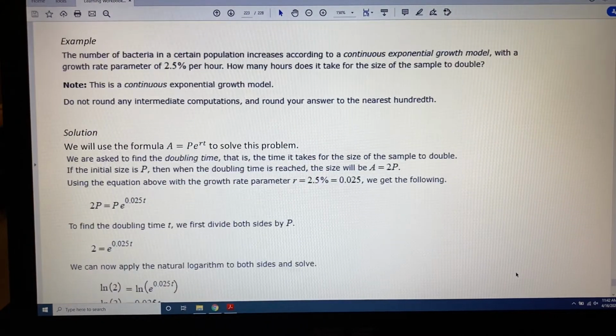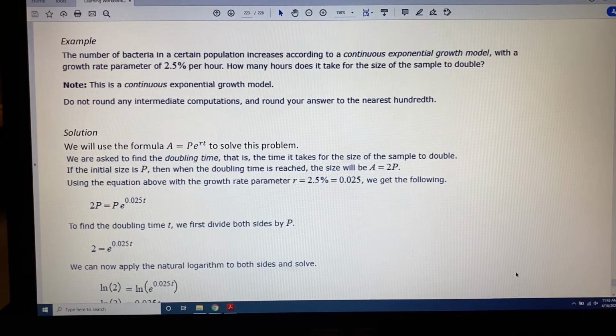Let's look at an example. The number of bacteria in a certain population increases according to a continuous exponential growth model with a growth rate parameter of 2.5% per hour. How many hours does it take for the size of the sample to double? Note that this is a continuous exponential growth model. Do not round any intermediate computations and round your answer to the nearest hundredth.